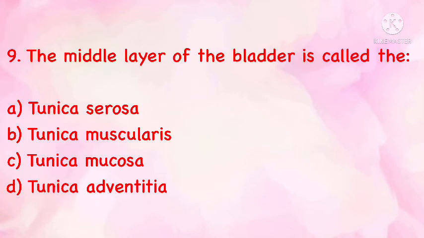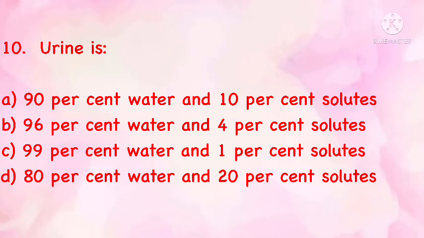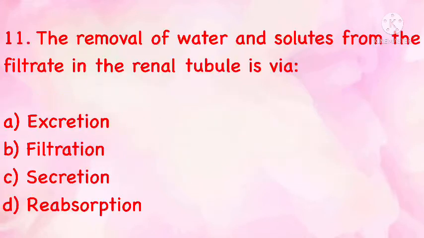Intracellular fluid. The middle layer of the bladder is called the tunica serosa, tunica muscularis, tunica mucosa, tunica adventitia. The correct answer is B. Tunica muscularis. Urine is 90% water and 10% solute, 96% water and 4% solutes, 99% water and 1% solutes, 80% water and 20% solutes. The correct answer is B. 96% water and 4% solutes.